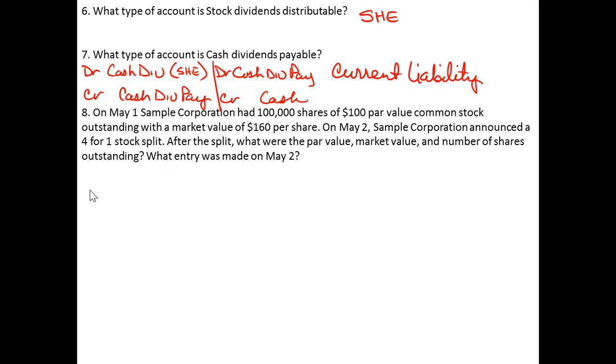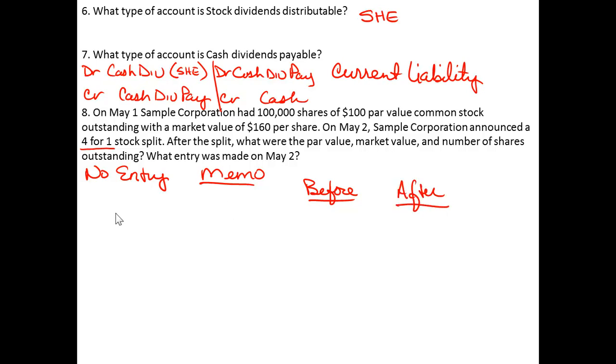In question 8, we have a stock split, and it's a 4-for-1 stock split, and you'll remember there's no entry when we have a split. Instead, there's a memo, and that memo explains the makeup of the shareholders' equity account, common stock, before and after the split. Because remember, the balance in the stock account does not change.